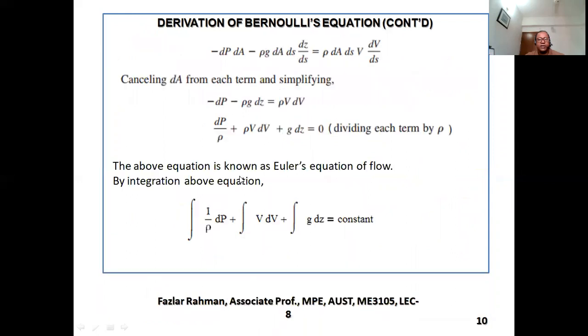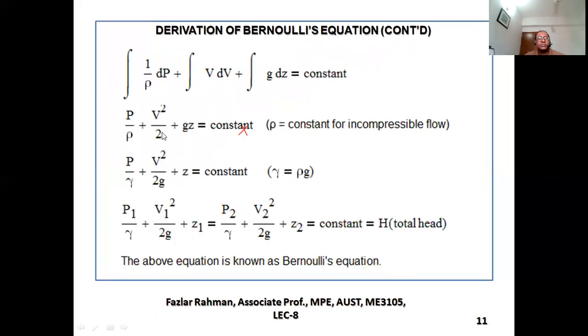So let's see on the right side, right over here, we take the integration, then we are getting this term. Over here something is wrong, this rho will not be here. Both sides we divide by rho: dp by rho, V dV, g dz. This rho is out. Now you take the integration, so you're getting p by rho, V square by 2, g into z. So you're getting this equation after integration.